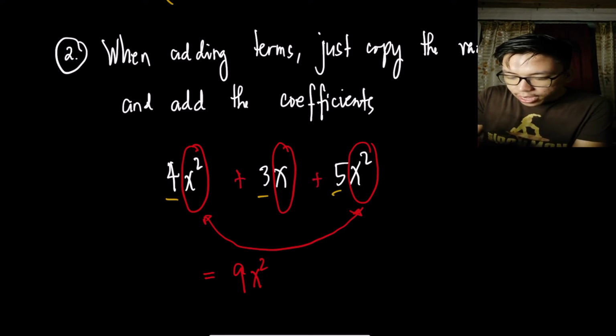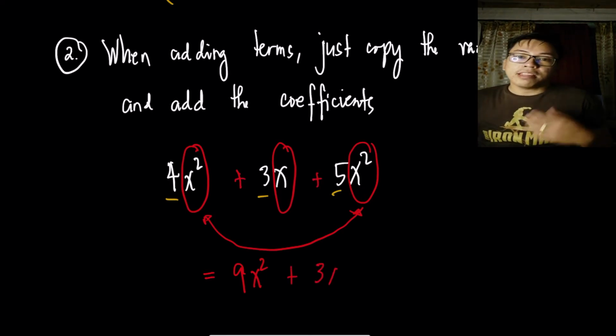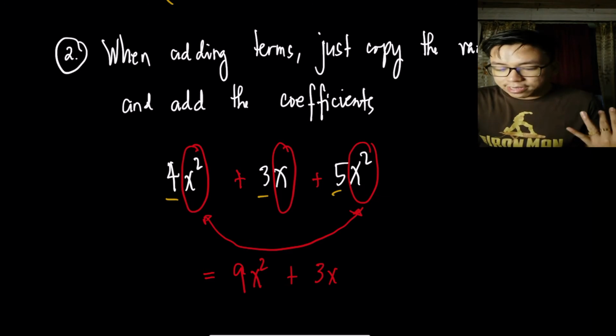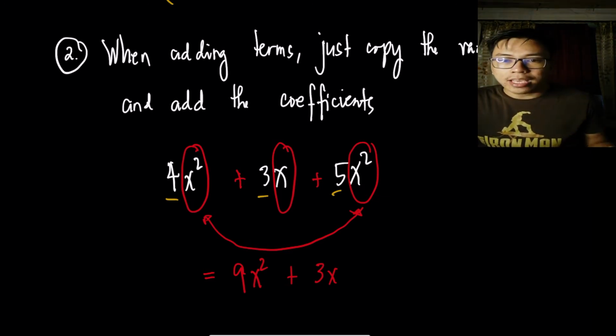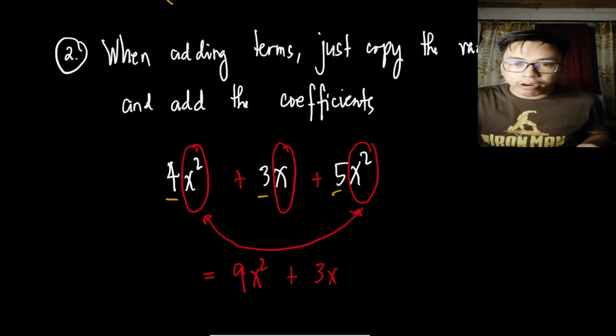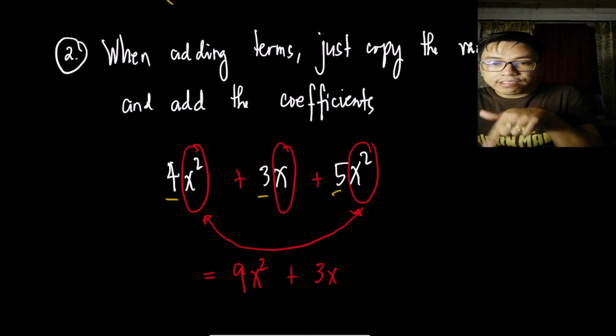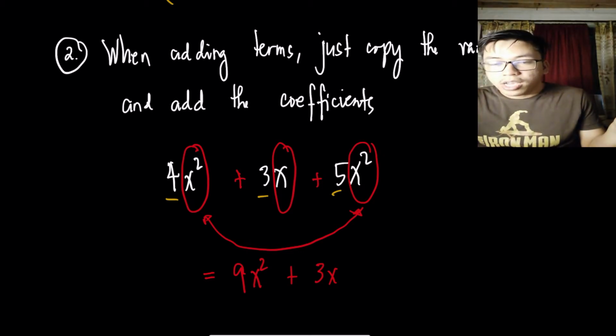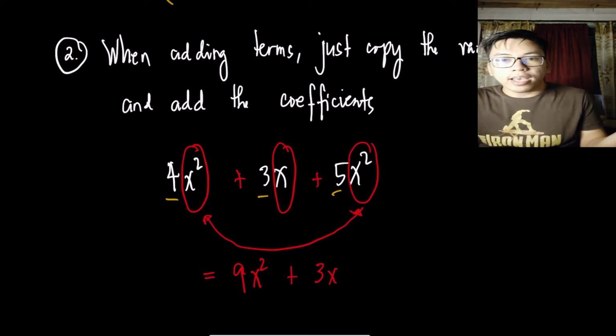I have to copy 3x. That means I did not do anything on 3x, in the sense that we cannot combine this one with the other variables, because it is not similar to the others. So that's it. That's now the final answer. We cannot do anything more about that.